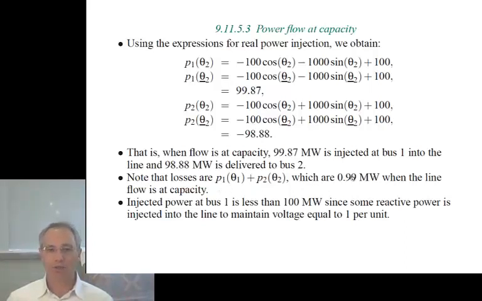Notice that the losses are about 1%. The injected power at bus 1 is less than 100 megawatts, since some reactive power is injected into the line to maintain the voltage equal to 1 per unit.